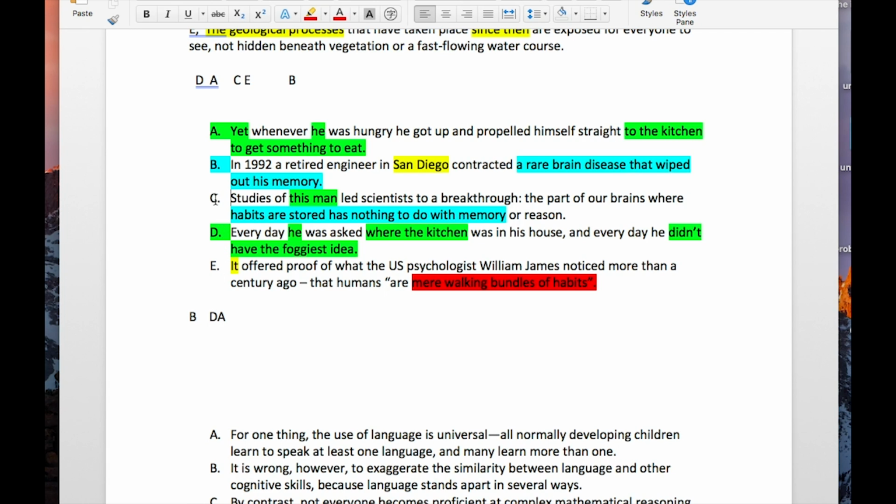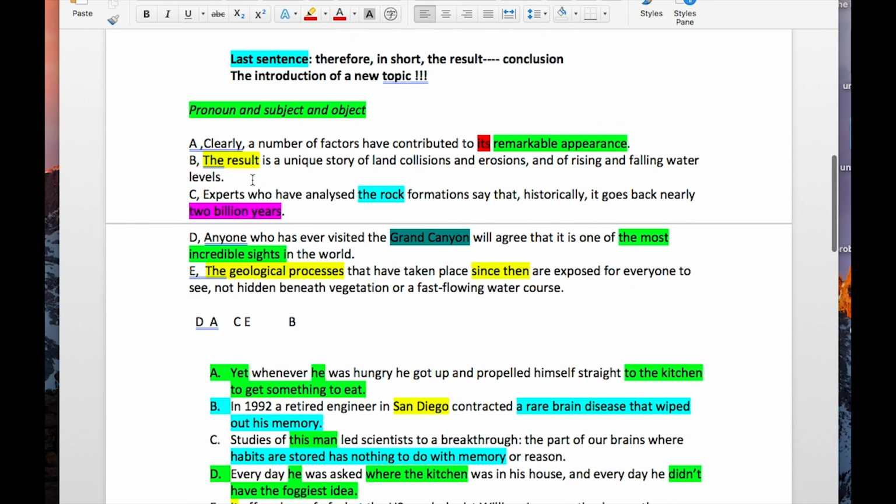And now we have C and E left. We need to decide which one is more conclusive. Compare E and C: we can read that humans are bundles of habits, and C talks about habits being stored, nothing to do with memory. So obviously, E is more conclusive than C. So it's C and E. Okay, so these are our two practices about how to use our pronoun, subject and object.